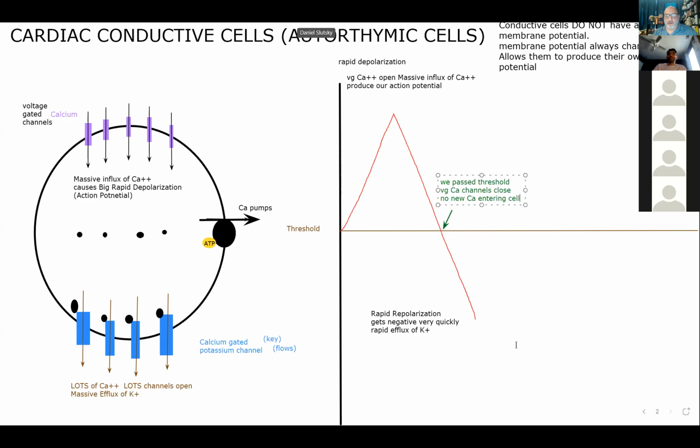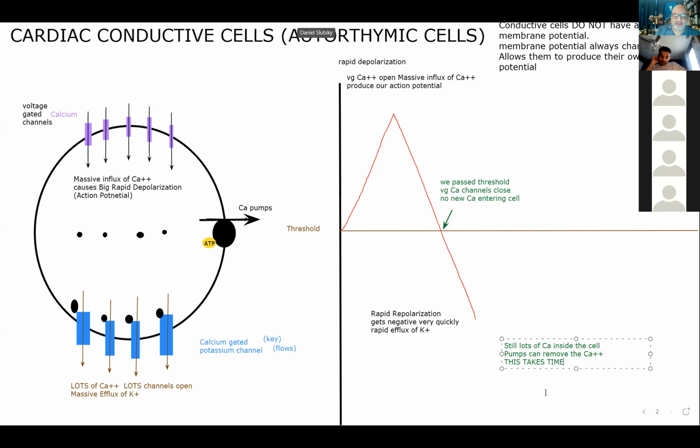And when those voltage gated calcium channels close, there is no new calcium entering the cell. However, there is still lots of calcium inside the cell. Can we do anything about that? Pump them out. Yeah. Those pumps weren't very effective when the calcium channels were open, but now that the voltage gated calcium channels are closed, those pumps can remove the calcium. Now, are they going to be able to remove all the calcium instantaneously? No, this is going to take time.